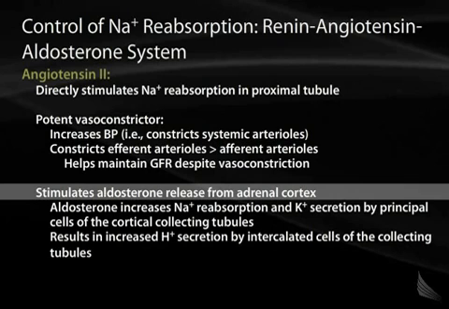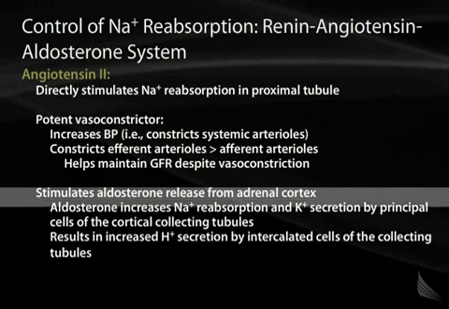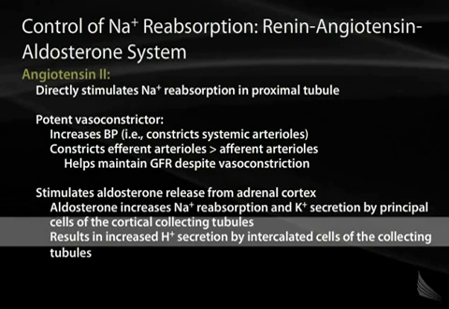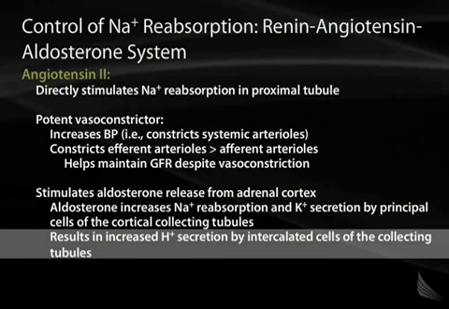The angiotensin II effect on the adrenal gland leads to the release of aldosterone. Aldosterone, as we mentioned before, increases sodium reabsorption in the collecting duct through the epithelial sodium channel. The increased sodium reabsorption leads to increased potassium and hydrogen secretion by the principal cells and the intercalated cells of the collecting tubules.